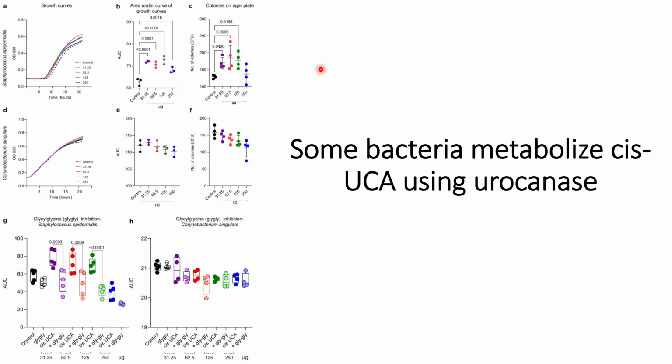So I hope you understood the reason why some bacteria get high in proportion when they are treated with cis-UCA: they utilize urocanase to metabolize cis-UCA, which helps in their growth, and this urocanase is formed by the HUTC and HUTU genes, which are present in some bacteria and absent in some bacteria. For example, Staphylococcus epidermidis has these HUTC and HUTU genes, whereas Corynebacterium segmentosum does not have these HUTC and HUTU genes.